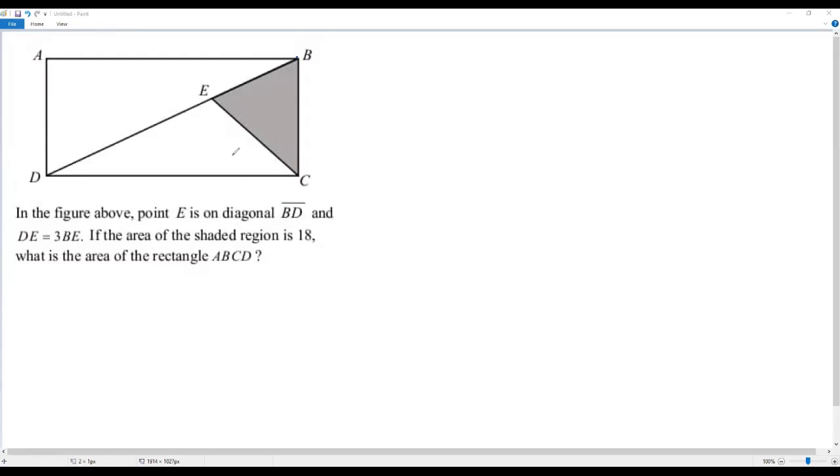Here we have a SAT math problem. Okay, let's go to the question. In the figure above, point E is on diagonal BD and DE equals 3 times BE. If the area of the shaded region is 18, what is the area of rectangle ABCD?